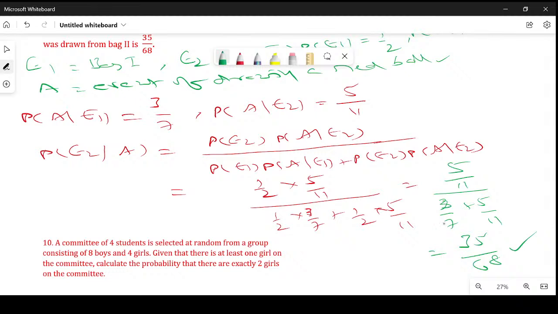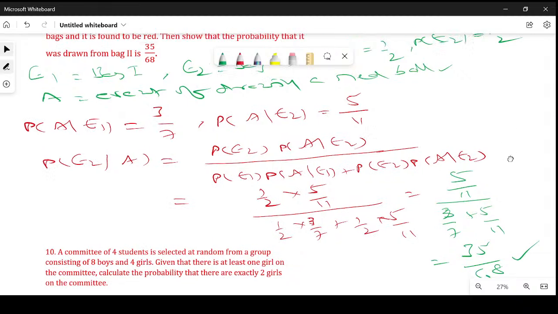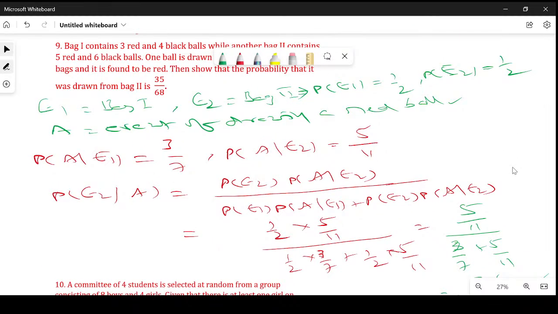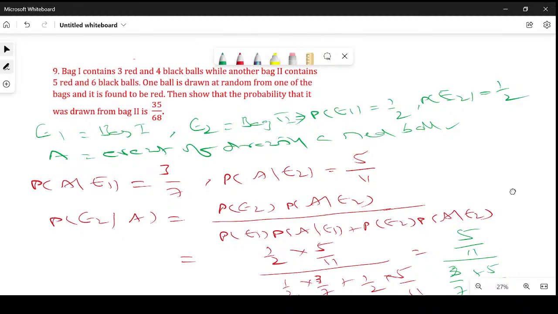This is a simple problem, but the Bayes theorem concept is important. That is the reason I have covered Bayes theorem. Try to understand the concept and solve one or two similar questions related to this. Then it will be easy to understand Bayes theorem.